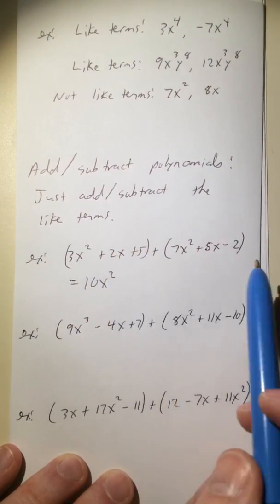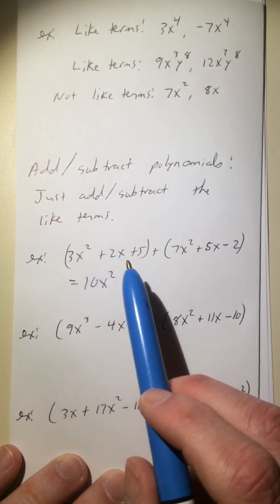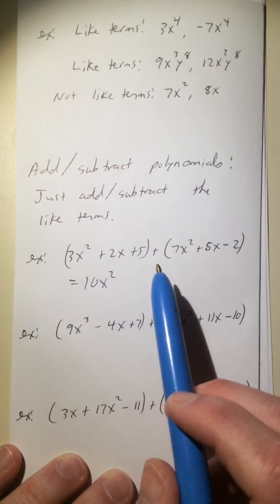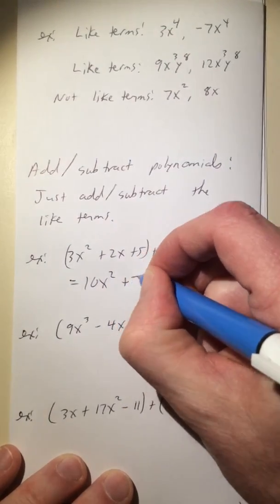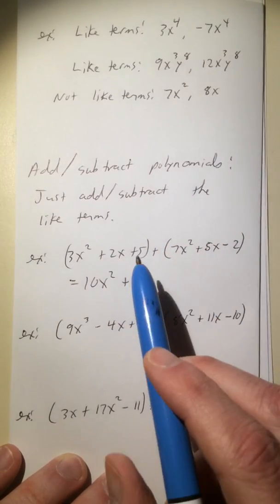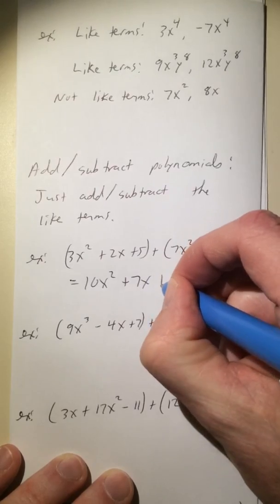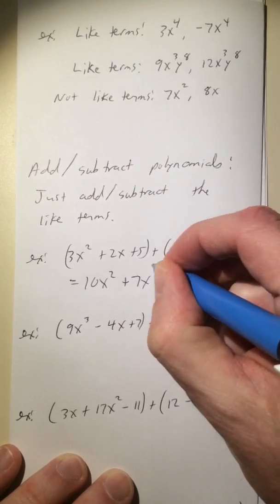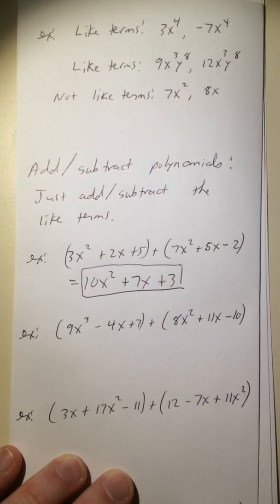And then we do the same thing. We just move down from highest power to lowest power, just to keep things systematic and orderly. So we got 2x here, and we're going to add to that 5x, which makes 7x. And then we got 5 and negative 2. 5 and negative 2, of course, is just 3. And that's it. That's all there is to it. Just add the like terms.